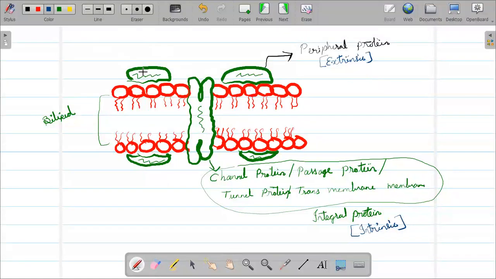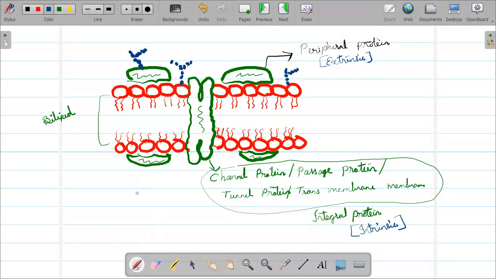Now to this you can see a lot of molecules like carbohydrates or a lot of other chemical molecules may be bound. Even they are bound to the lipids also, even here also. So these have a specific role. What are the specific roles? I'll tell you one by one.